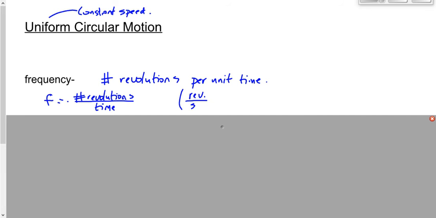What are the other units? How about hertz? 1 Hz. 1 Hz is exactly the same thing as 1 revolution per second.